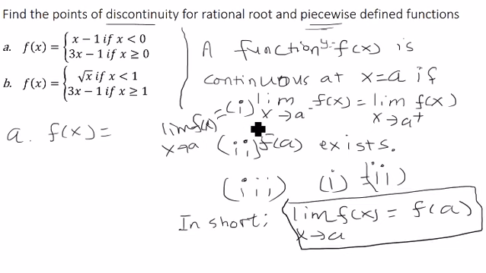Now if one of the equalities is not true, maybe the limit does not exist, maybe the value of the function does not exist, or something combined, then the function is not continuous. If the function is not continuous, then we call the function discontinuous. So we have to figure out where these things happen here.